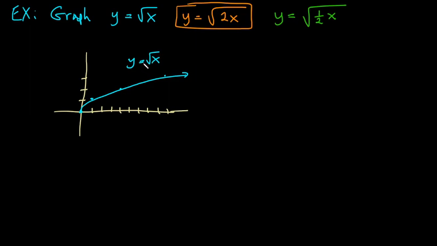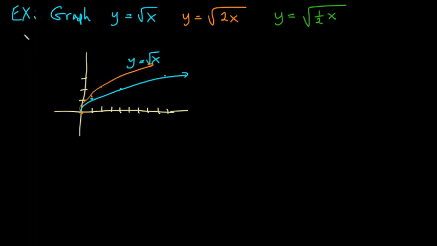Okay. Now, what about the square root of 2x? Well, easiest way is just make a table. And if x is 0, y is still 0. But now notice what happens when x is 1. Y is going to be the square root of 2, which is a little bit bigger. And if x is 2, y is going to be the square root of 4, which is 2. So the graph will look a little bit like this.